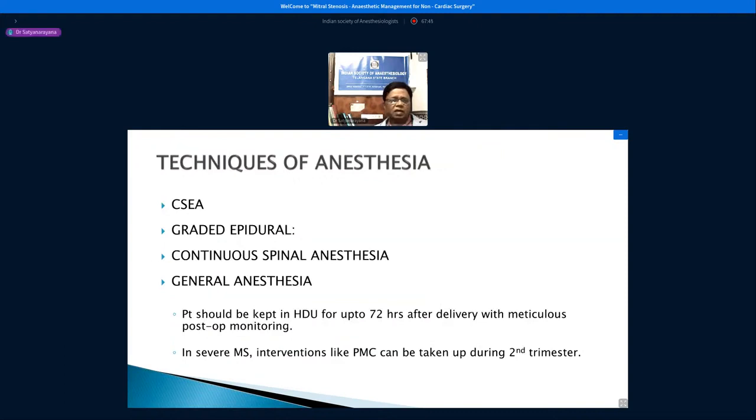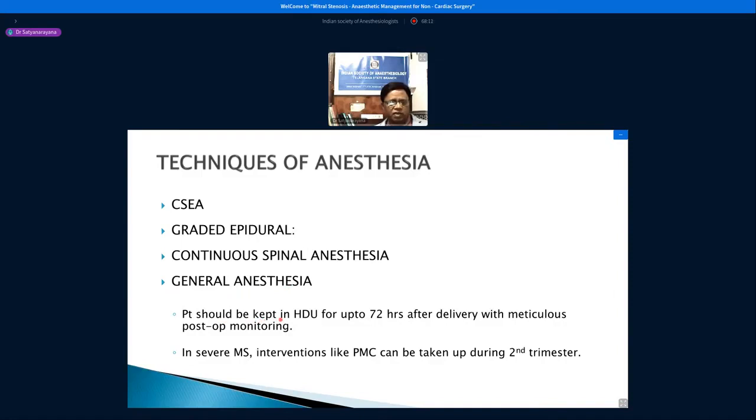And finally, the techniques of anesthesia. Even for section, the CSE technique is recommended, graded epidural, continuous spinal. Again and again I'm stressing, there are a lot of studies and case reports I've seen on continuous spinal anesthesia, particularly in mild to moderate cases for sections also. General anesthesia is absolutely required in moderate to severe mitral stenosis.